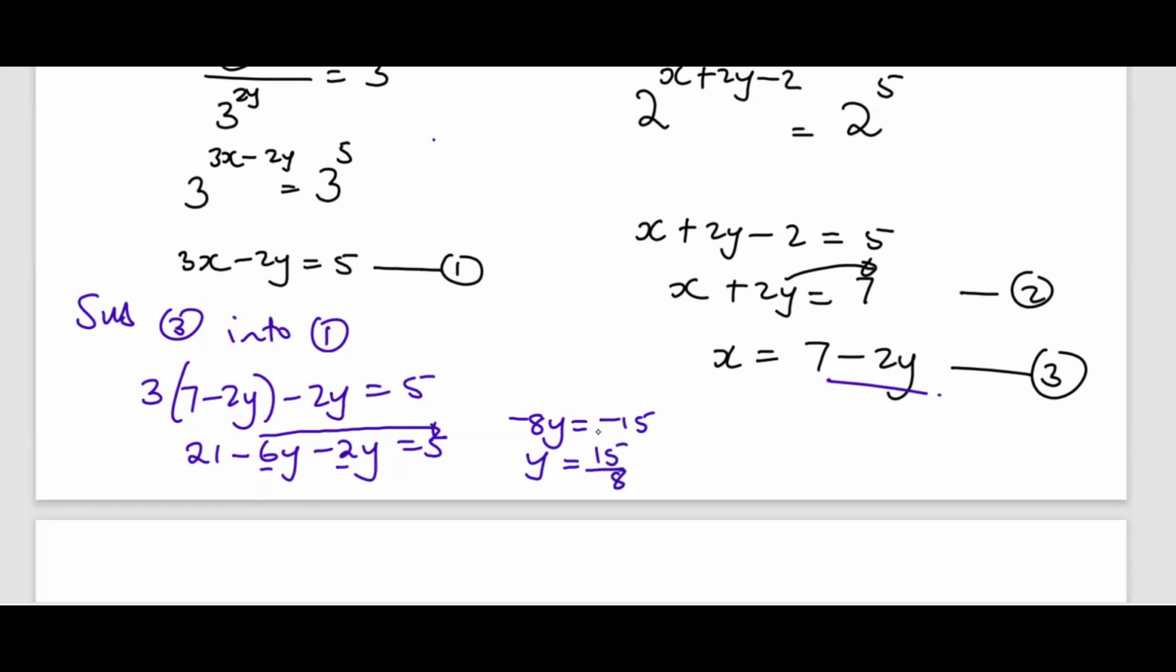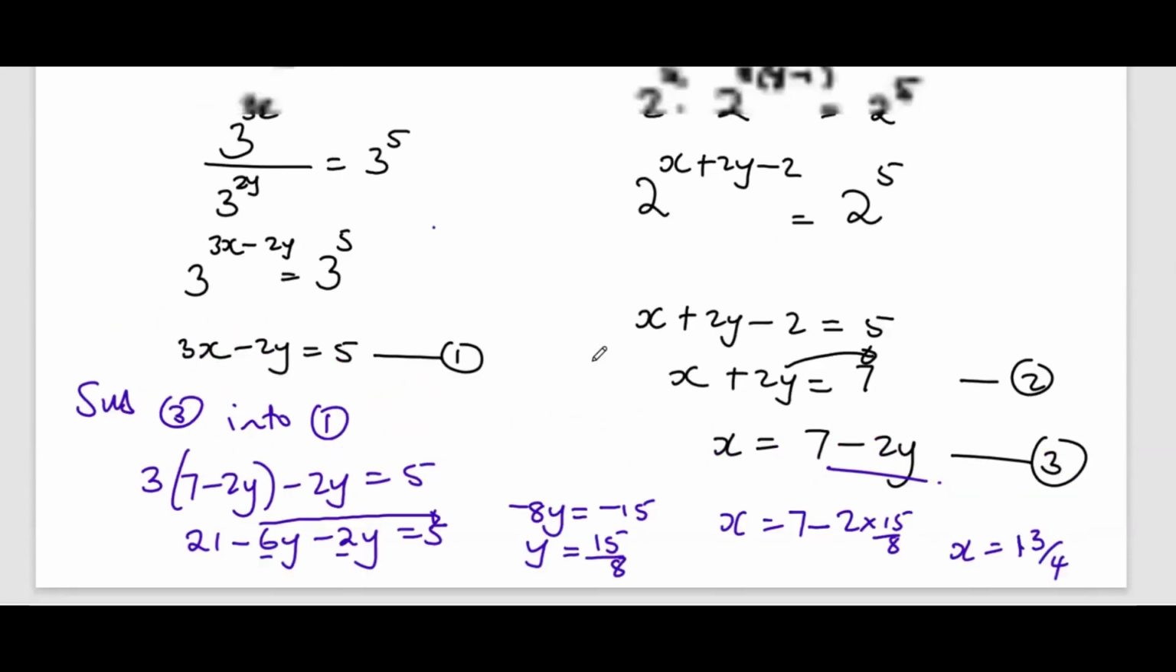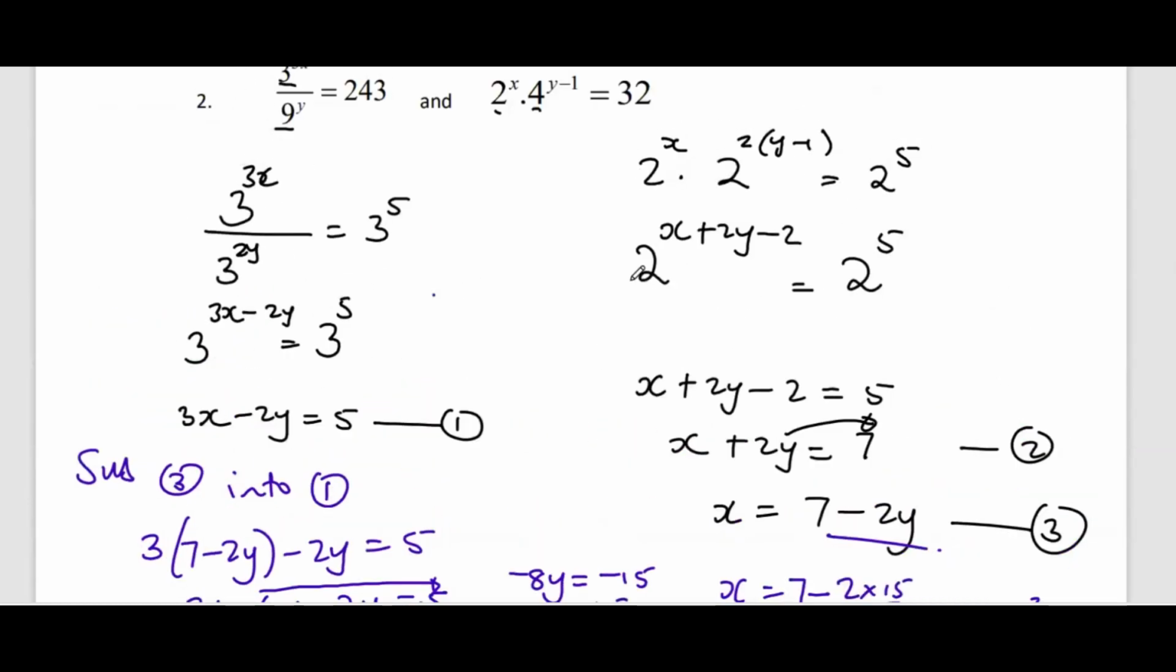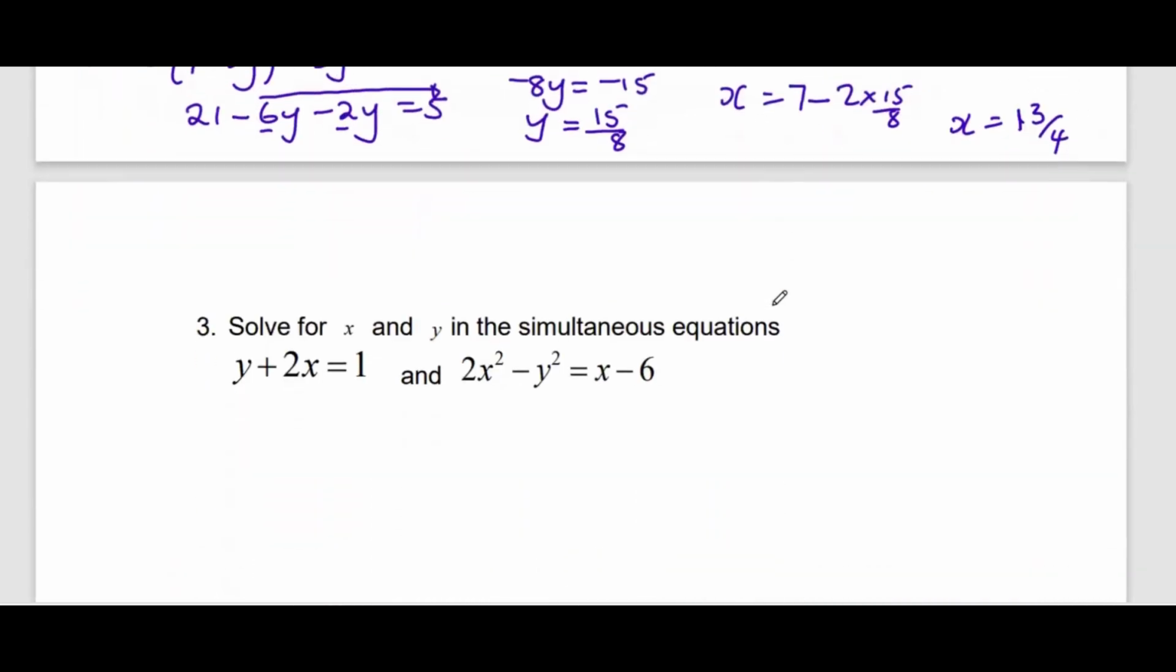Then let's get the y substituted there, so that our x becomes 7 minus 2 times 15 over 8, which gives us 13 over 4. So we're saying x is 13 over 4. So the trick or the magic around this question was just how do you use the exponential equations to create your simultaneous equations. All right, number 3.